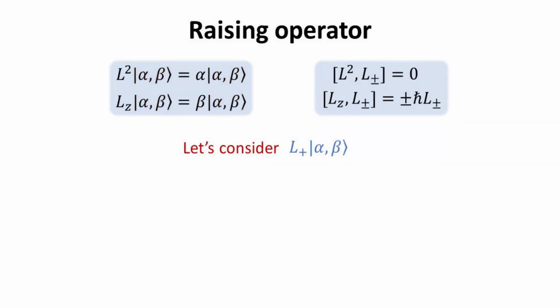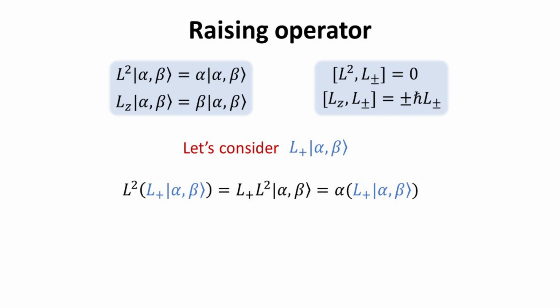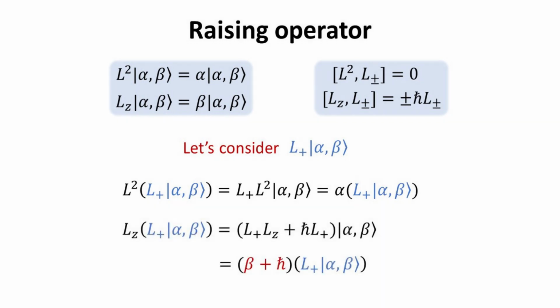Now, let's operate the eigenstate with the raising operator, L plus. We have now a new quantum state. Interestingly, this new quantum state is also an eigenstate of the L squared and Lz operators. Let's check. Using the commutators in our toolbox, it is easy to show that it indeed diagonalizes L squared, and the eigenvalue is the same as before, alpha. We can also show that it diagonalizes the operator Lz, but this time, the eigenvalue is beta plus h bar instead of beta.